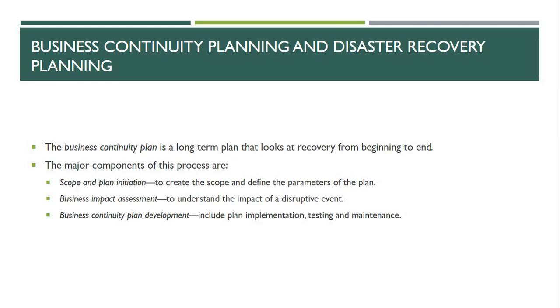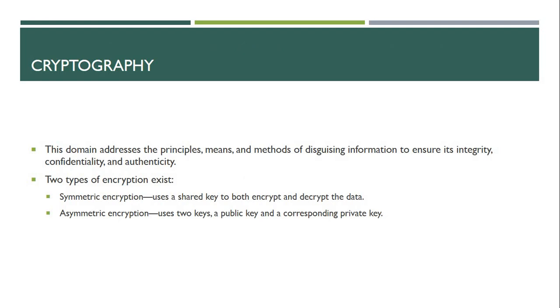Plan approval and implementation is another component, which involves getting the plan approved and making the people aware of the plan. Also important is implementing a maintenance procedure for updating the plan. The next will be cryptography.